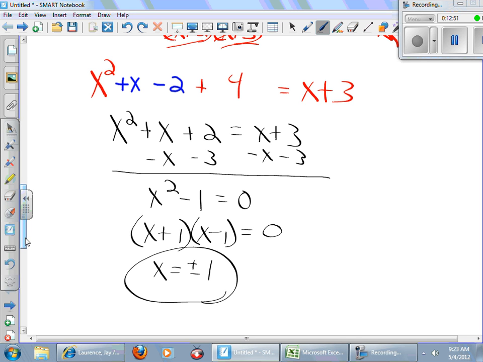All right, so that's how I would approach it. I find my LCD and multiply through by it. I'd rather do that than add fractions together. These fractions get pretty ugly. To me, this seems like a lot less work. But you pick the way that you like best.